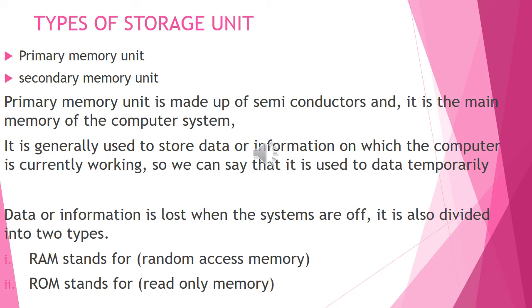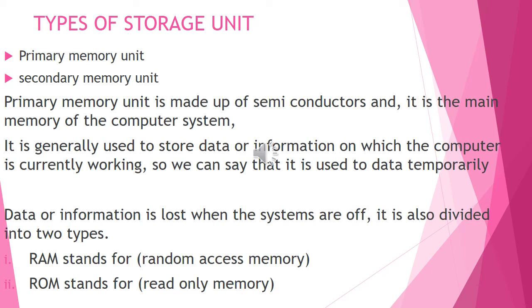So we are going to look at the types of storage unit. We have the primary memory unit and the secondary memory unit. The primary memory unit is made up of semiconductors and it is the main memory of the computer system. It is generally used to store data or information on which the computer is currently working. So we can say that it is used to store data temporarily.